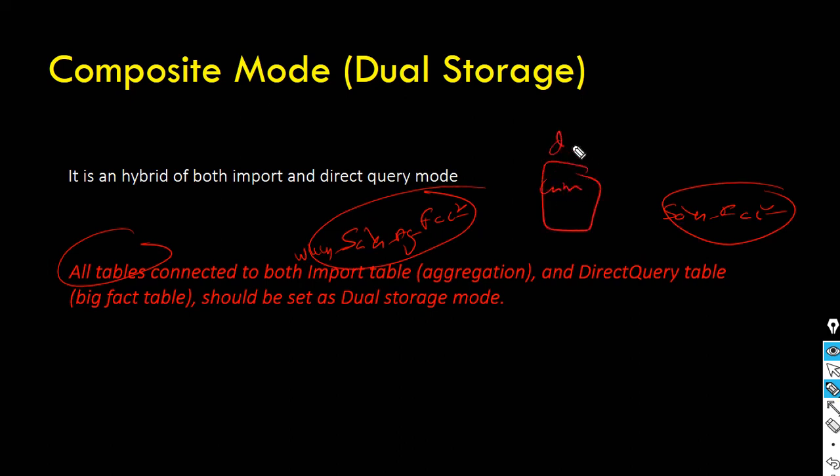This kind of scenario, you need to enable dual. If you have to join a table with both the direct query mode as well as import mode related tables, you need to make this table dual. It is as simple as that. Hope you can understand. Is it clear?